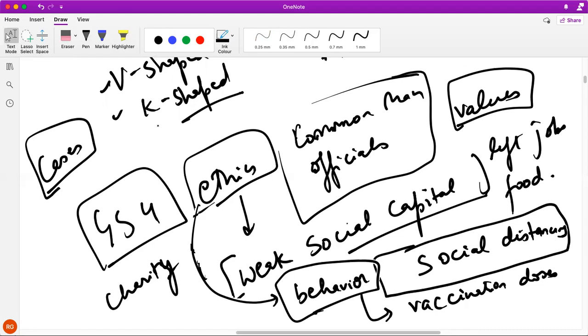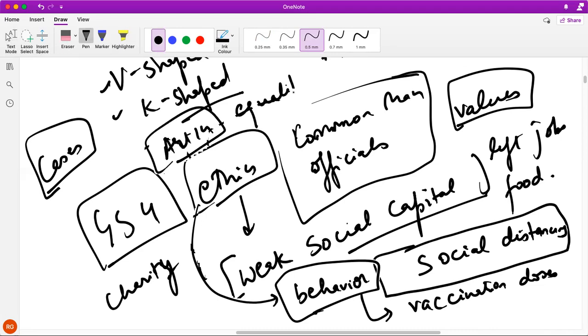Then there was another incident. During the second wave, we experienced what? A divide between rich and poor. The rich were able to access oxygen cylinders, but the poor were not. So this is another thing, we study under Article 14, the equality part. So equality of status and opportunity got exposed during the second wave.